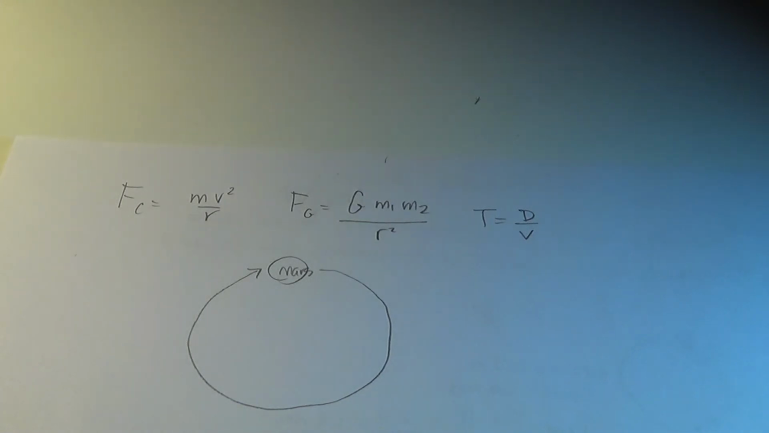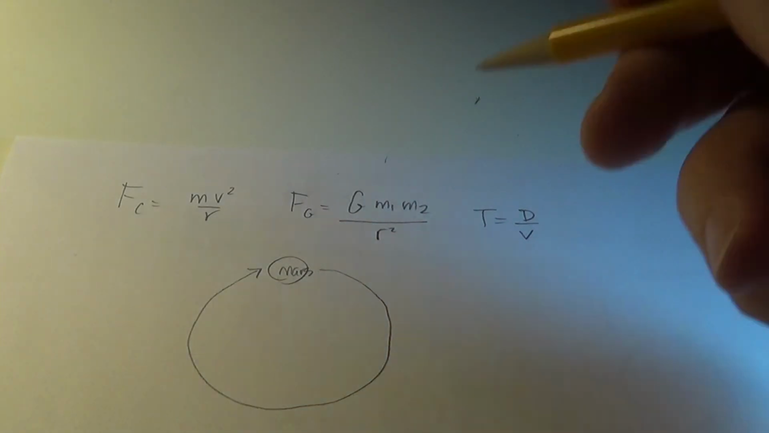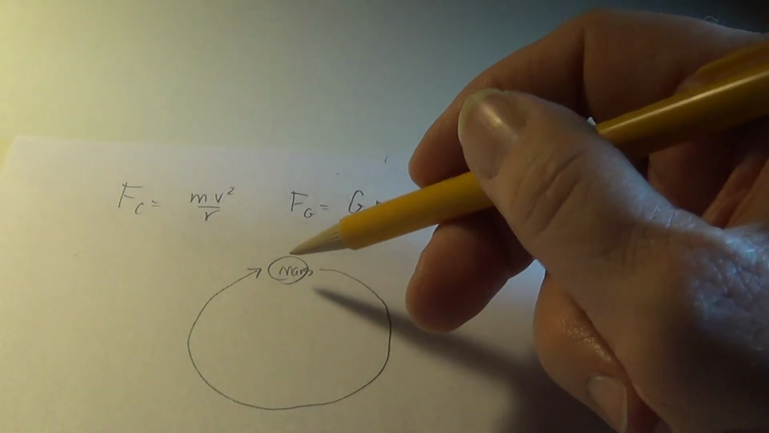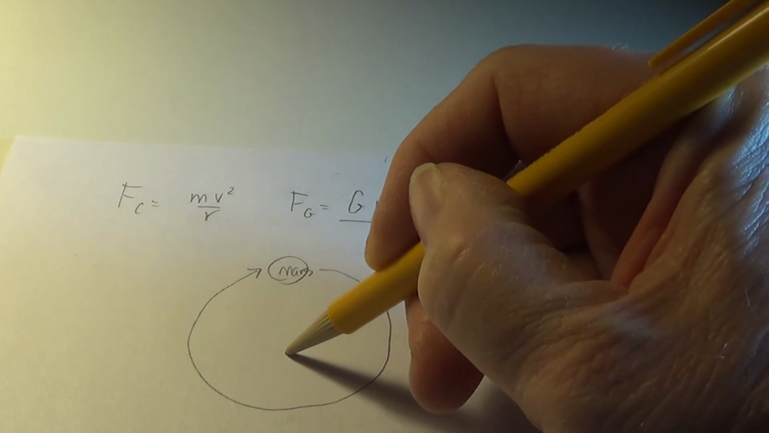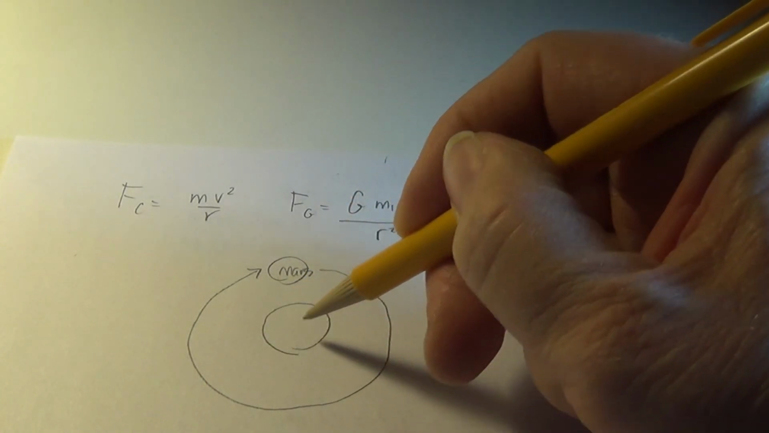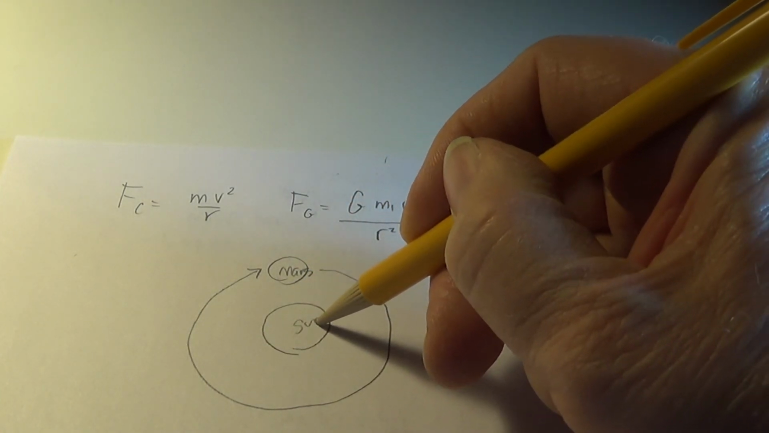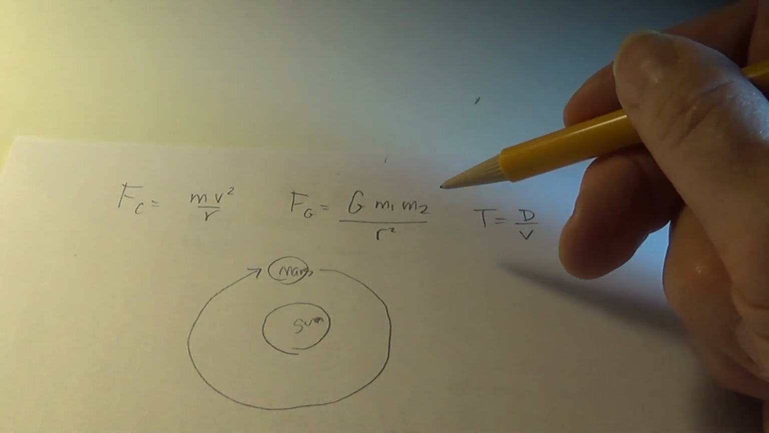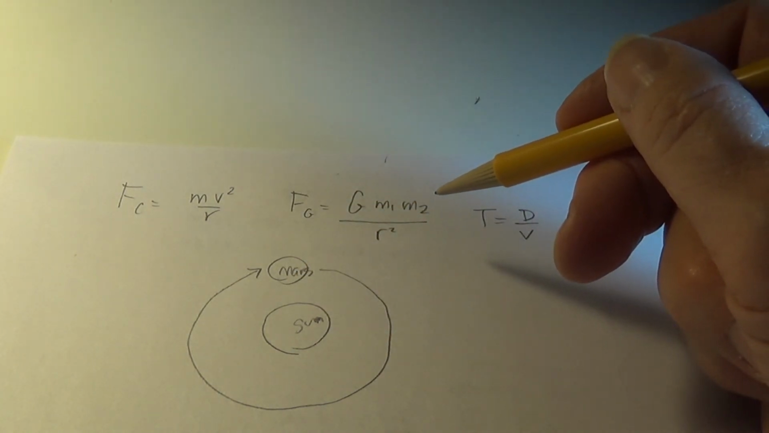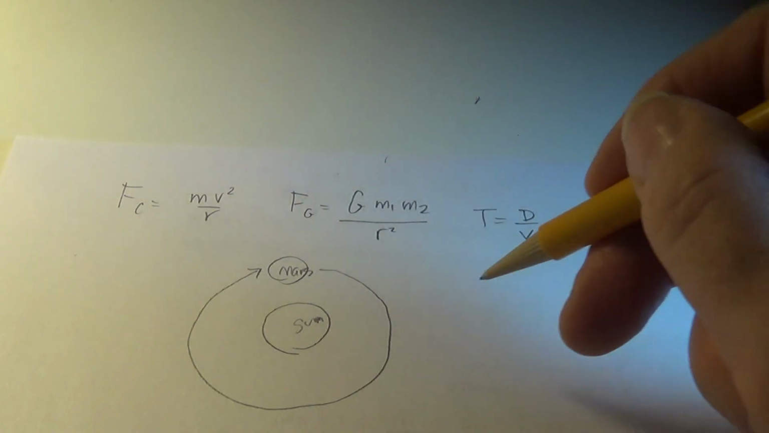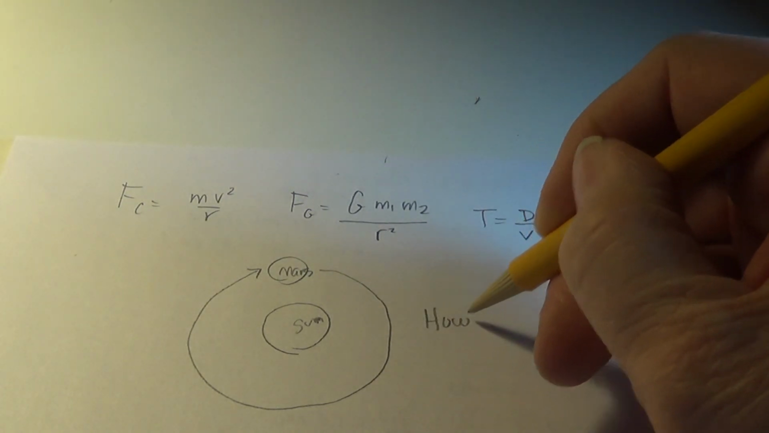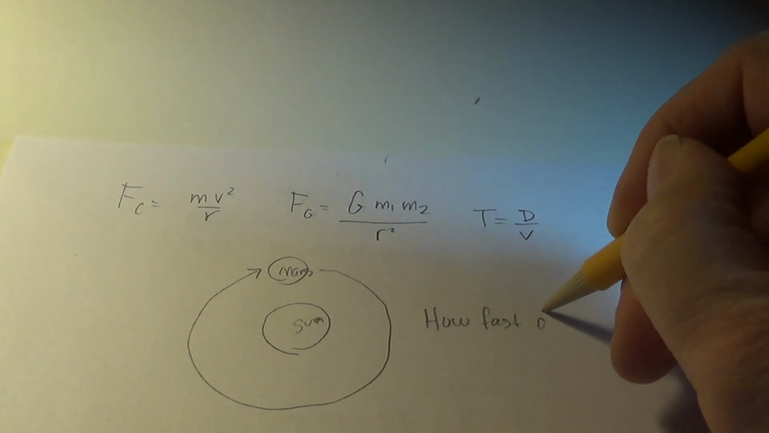But what is providing that force? Well, we've also alluded that it's gravity. Gravity from what? The sun. The sun is at the center. The gravity from the sun is what provides the centripetal force for the circular motion of Mars. So I want to know, how fast does Mars go?